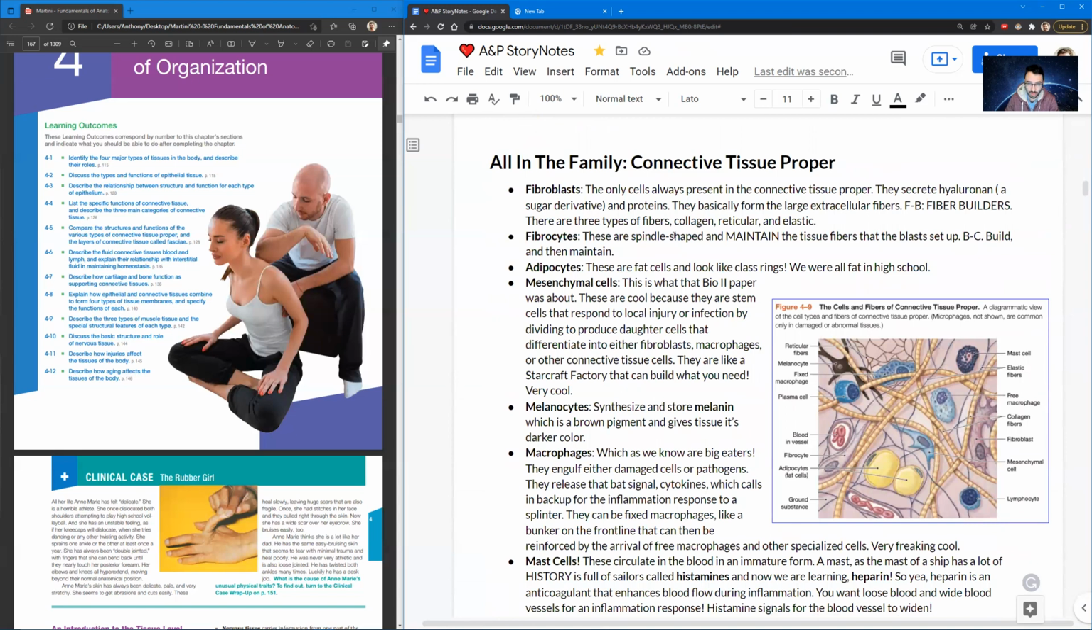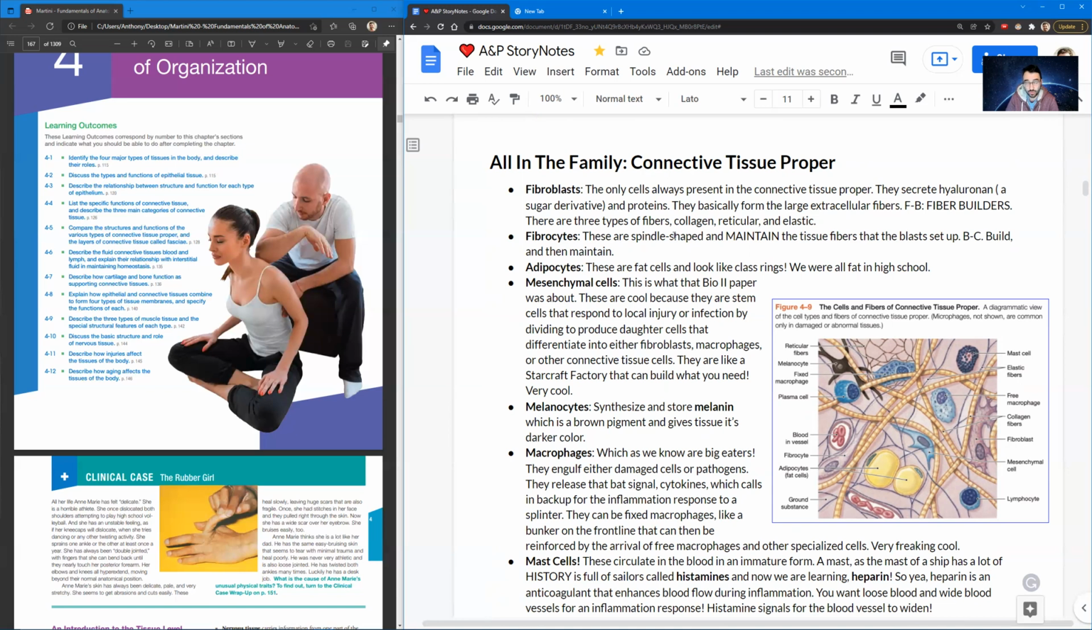So we have fibroblasts. These are the only cells that are always present in the connective tissue proper. They secrete something called hyaluronan, which is a sugar derivative, and proteins. They basically form large extracellular fibers. You can think of FB as fiber builders. That's similar to when we talk about bones, we're going to learn about osteoblasts and osteoclasts, and osteoblasts are bone builders. So fibroblasts are fiber builders.